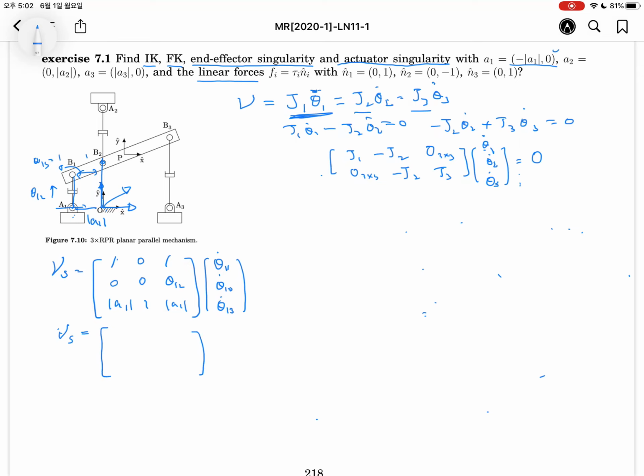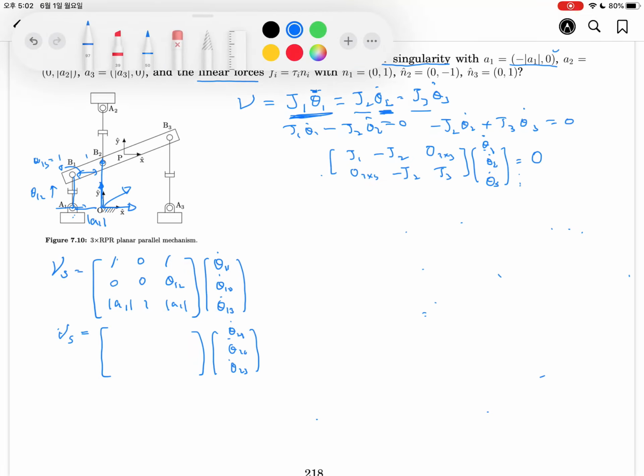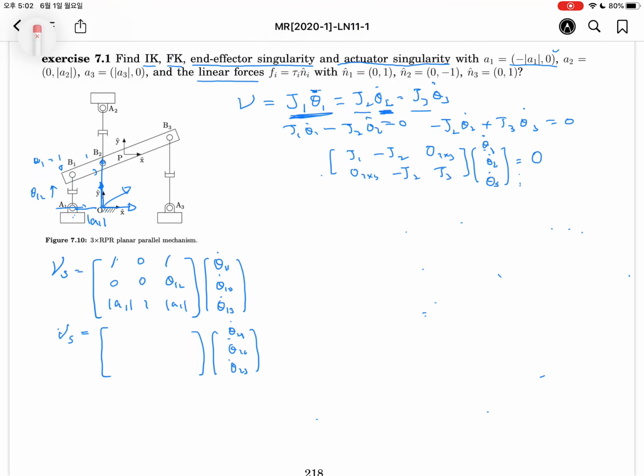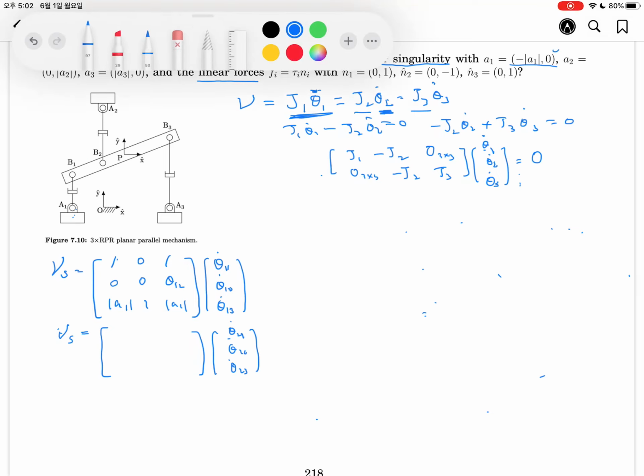Okay? Actually, the same twist can be obtained using the second leg. Second leg is related to the theta 21 dot, theta 22 dot, theta 23 dot. Okay, it is called as a theta 2 dot here. Okay, let's find out the screw axis. Screw axis of the second leg.